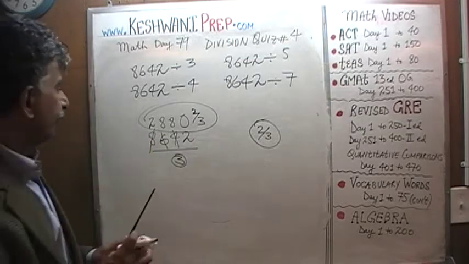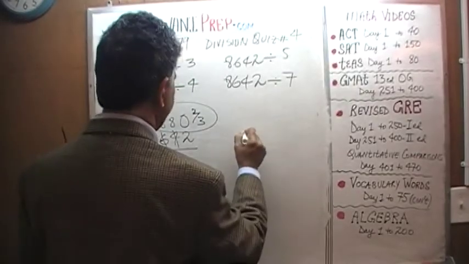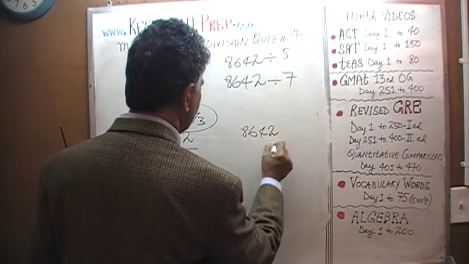Let's divide it by 4. 8,642 divided by 4.